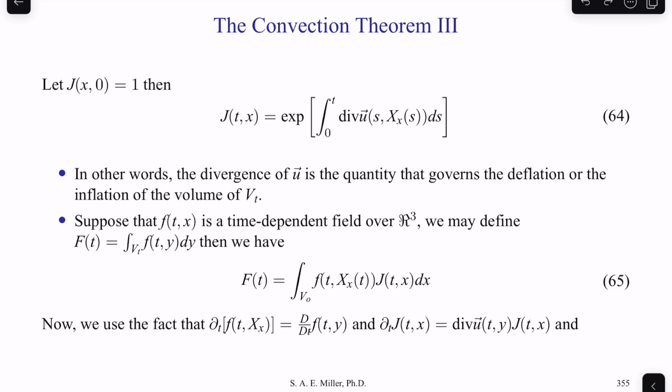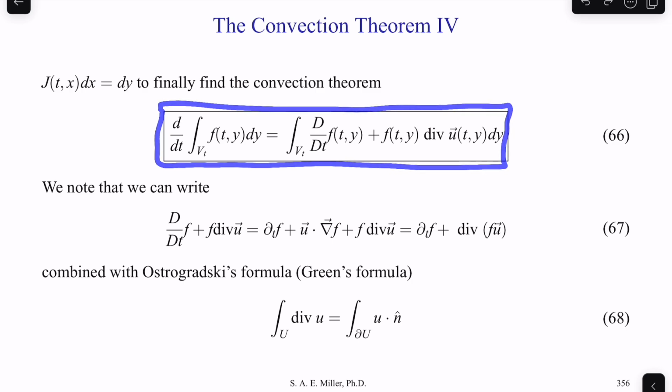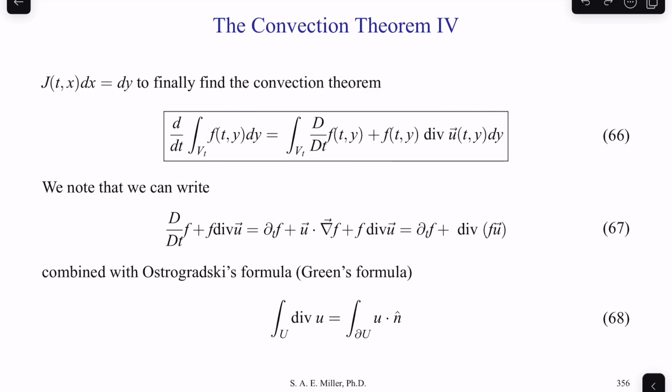Now we can use the fact that partial t of f goes as the material derivative, which we showed in a previous lecture, and partial t of the Jacobian goes as divergence of u times J, and J of x and t dx is dy, and combine these to find the convection theorem, equation 66, which we'll use to derive the Navier-Stokes equations.